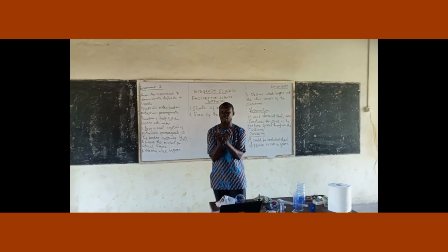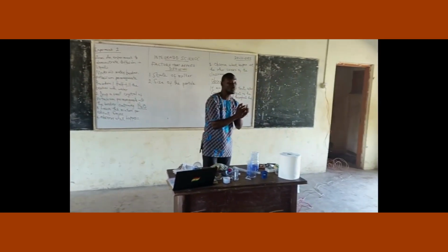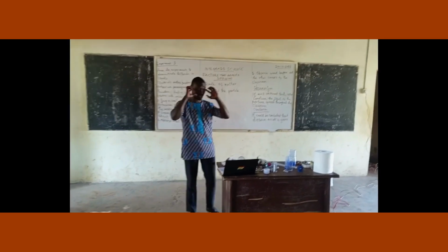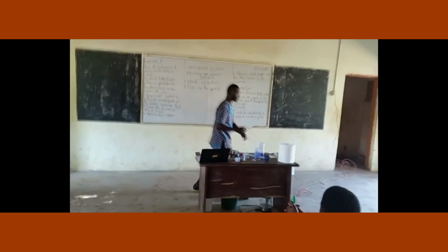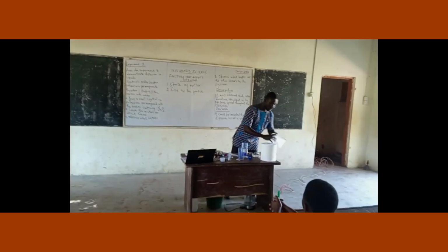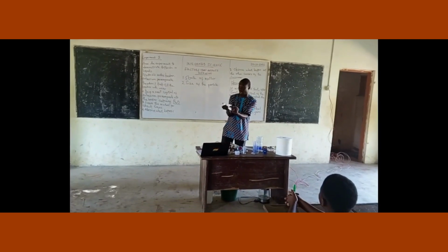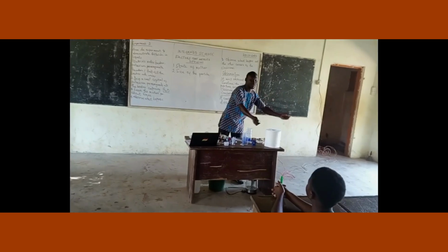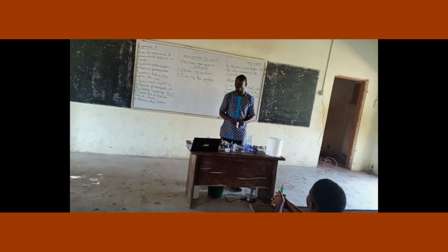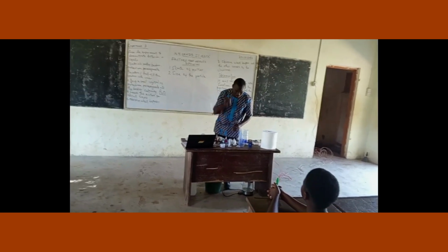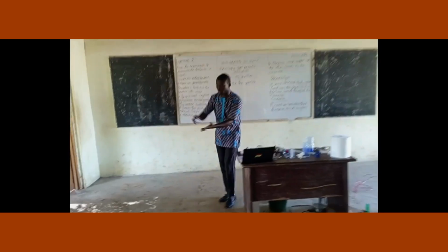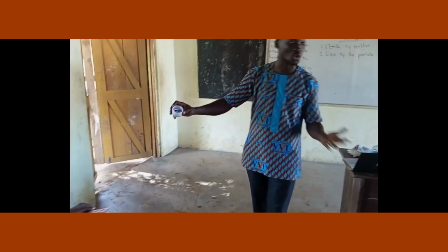So the smaller the size of the particle or the molecule, the higher the rate of diffusion. The smaller the size of the molecule, the faster the rate of what? Diffusion. So let's check. We have the powdery form here. It is so small.